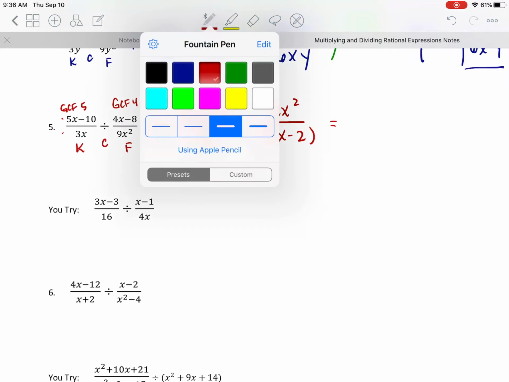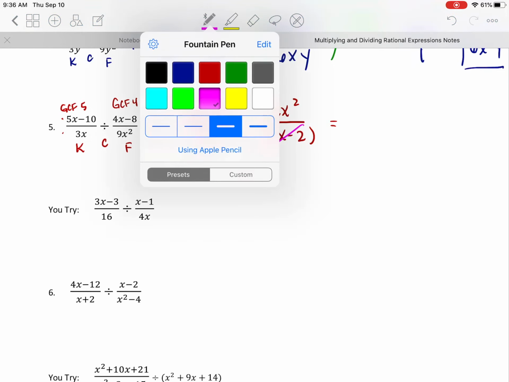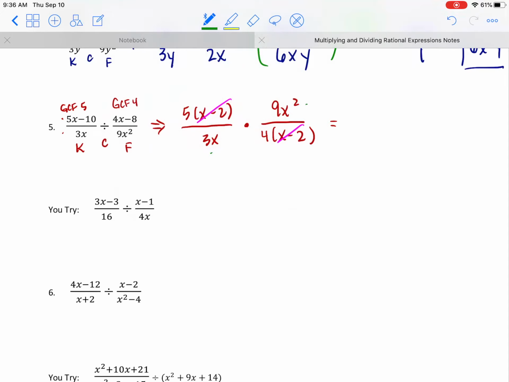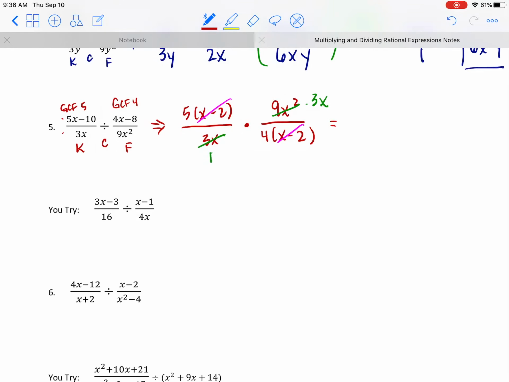Now what can we reduce? Well, let's see, we've got an x minus 2 in common. And then we can also cross-reduce here and here. They have a 3x in common. So if I divide 3x by 3x, I get 1. If I divide 9x squared by 3x, I'll have a 3x left over. So now what's remaining? On the top, a 5 times a 3x is going to give me a 15x. And then on the bottom, it's just 1 times 4, so 4. The answer is going to be 15x over 4.